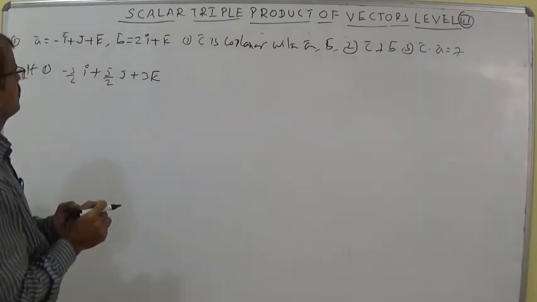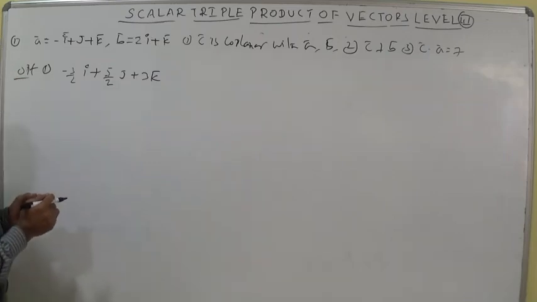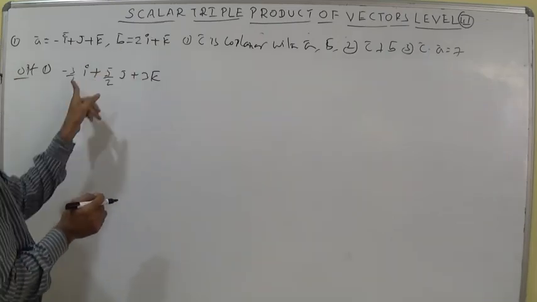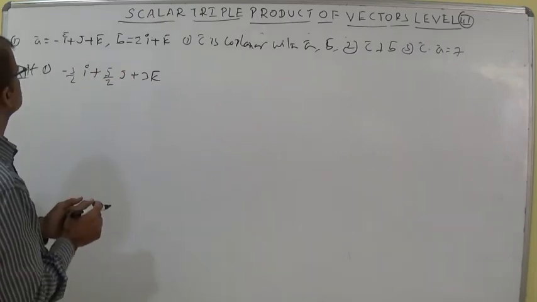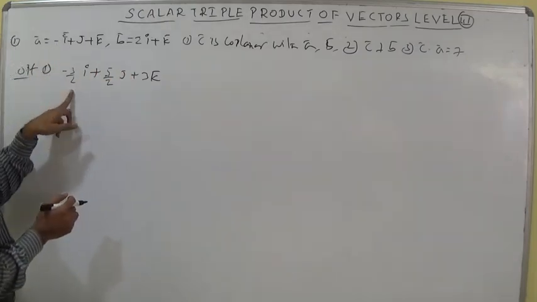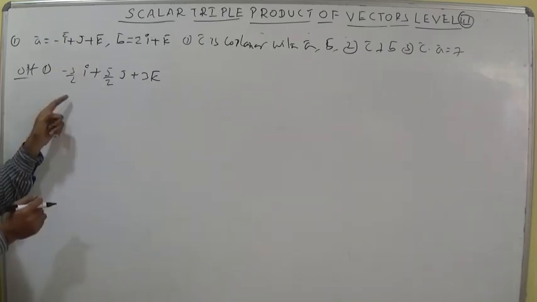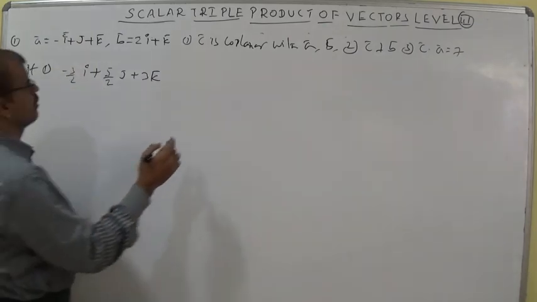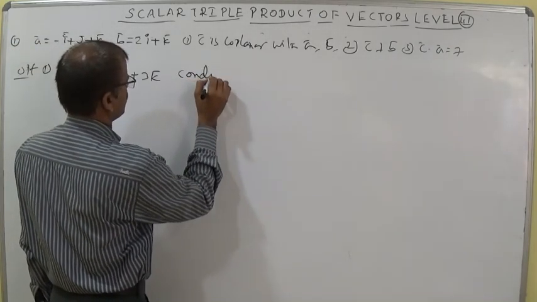Coplanar means the determinant should be equal to 0. Let us first discuss the perpendicular condition. C dot B is minus 3 plus 3, which is 0. And C dot A is 3 by 2 plus 5 by 2, 3 plus 5, 8 by 2, 4, plus 3, 7. Over. Now let us discuss the condition of coplanarity.